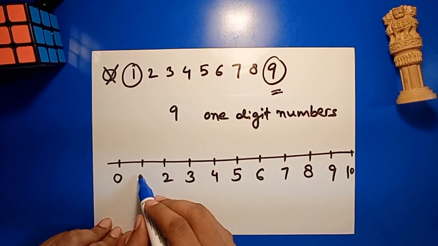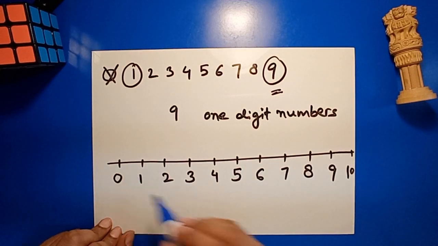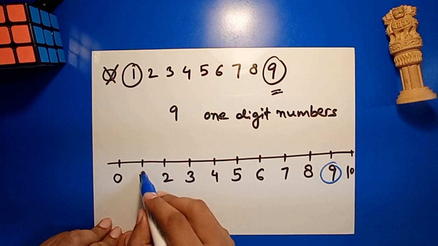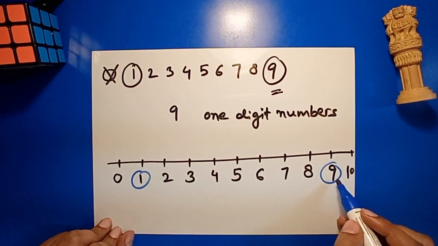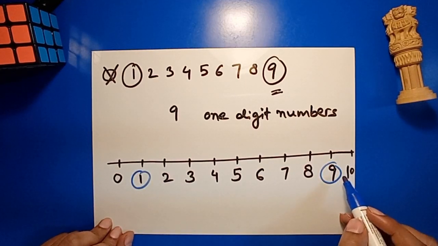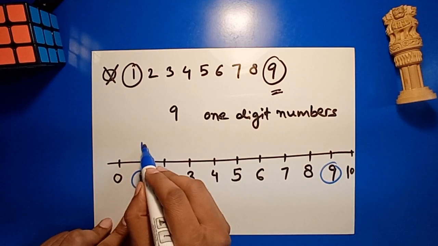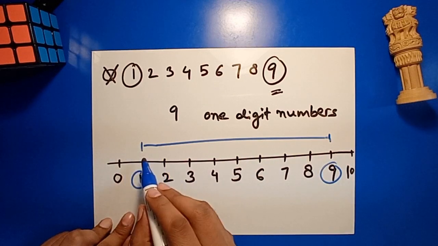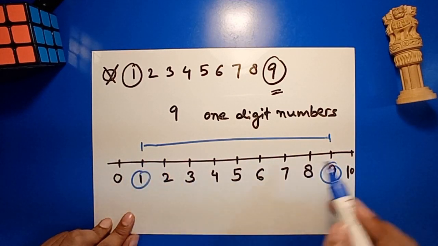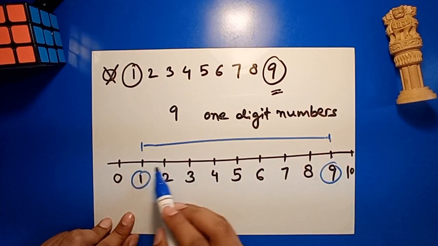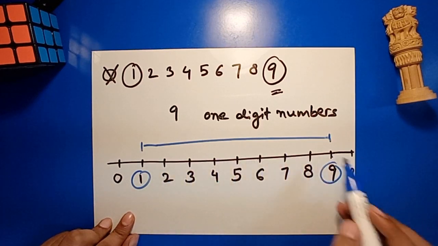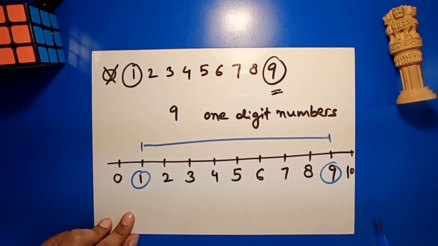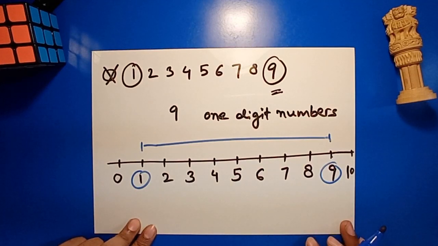Now this is the smallest one digit number. This is the largest one digit number. Now what I want is this. How many numbers are here from this place to this place? I can count it: 1, 2, 3, 4, 5, 6, 7, 8, 9. It's easier to count with one digit numbers. Now can I do some mathematical operation to find this out?